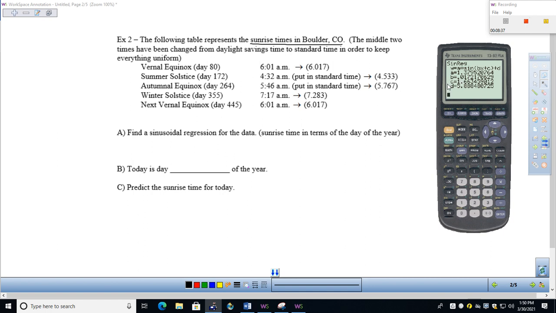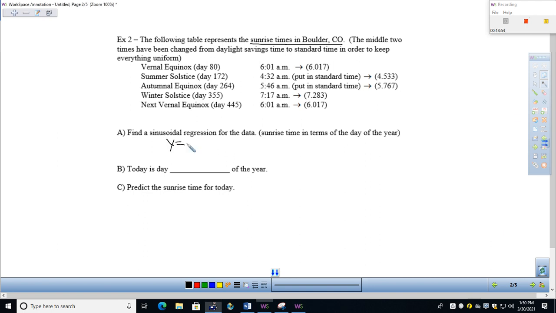All right, so let's write the model. And so I have y equals 1.380 sine(0.017x plus 1.663) plus 5.888. All right, so this models the sunrise time in Boulder given any day of the year.